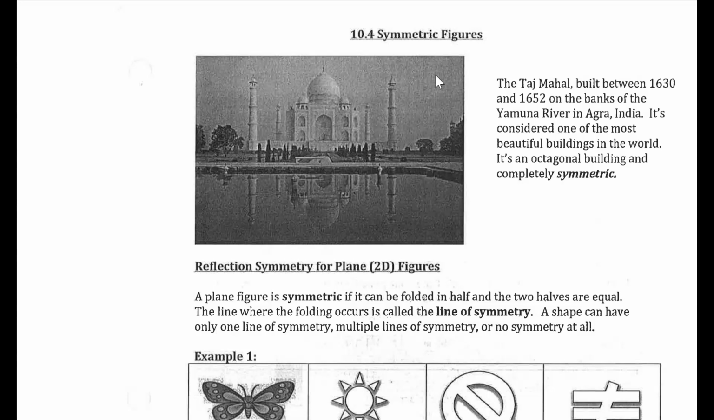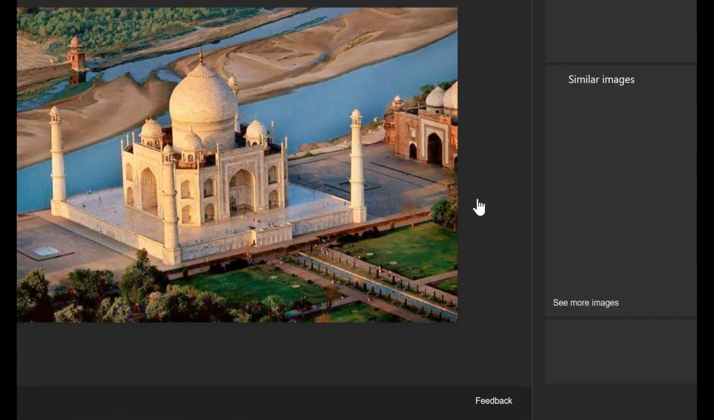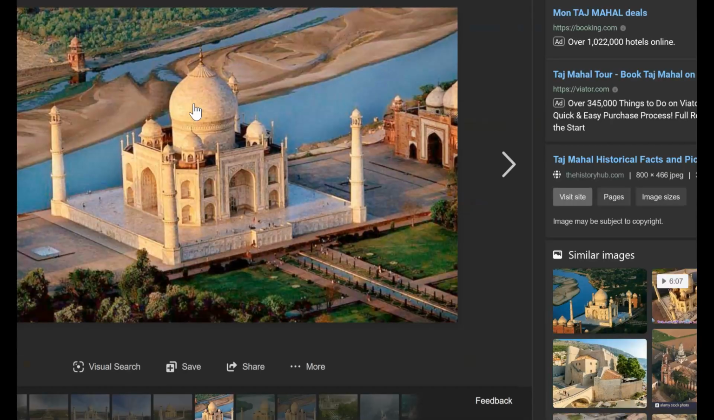And the first thing I want to do is look at this picture, which is actually horrible. So I'm going to pull up a real picture of the Taj Mahal so you can see. Here are some good ones here. This is a building that was created in India in 1630, and then in 1652 it was built up a little bit more later, and it's completely symmetrical. And what that means is it has reflection symmetry and rotational symmetry.